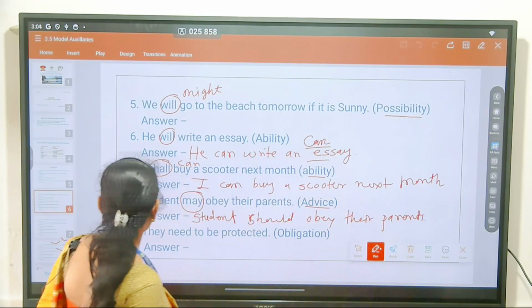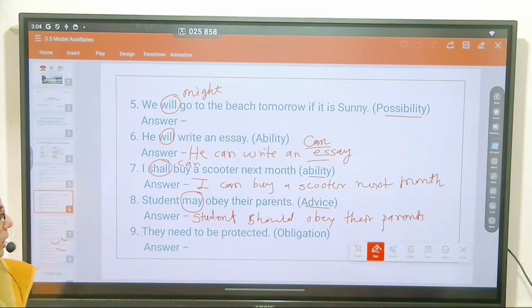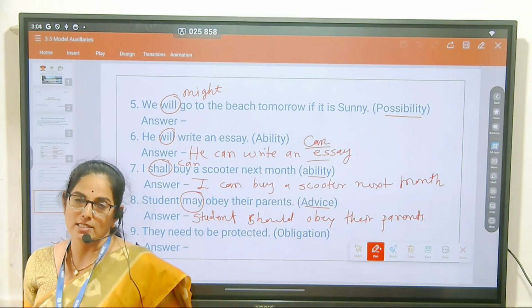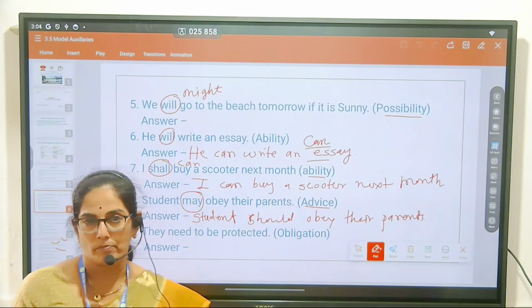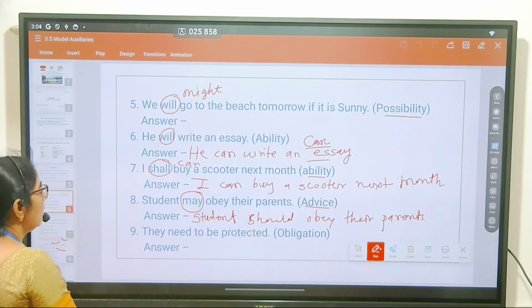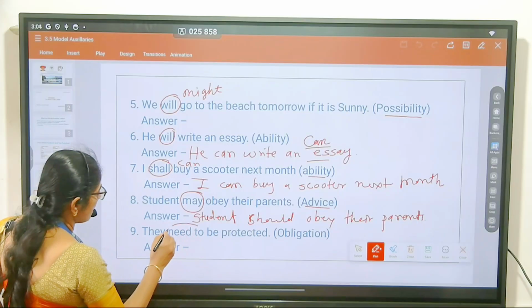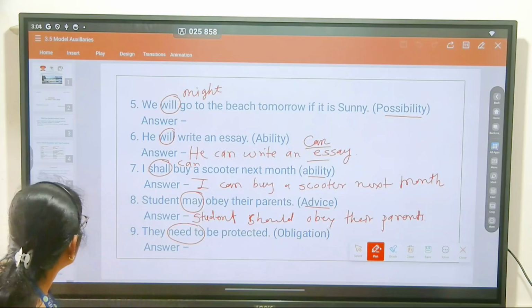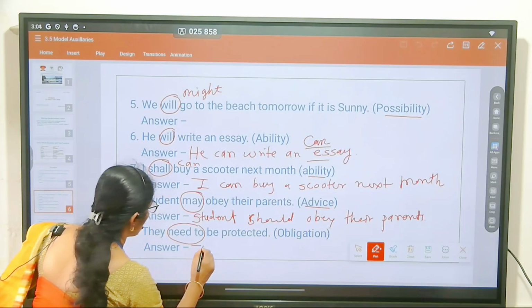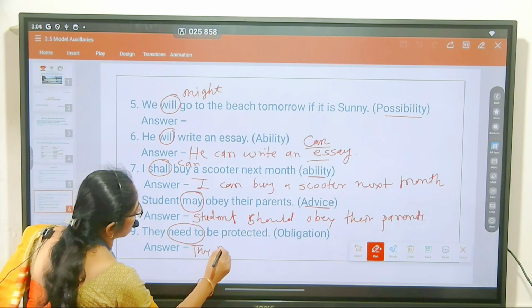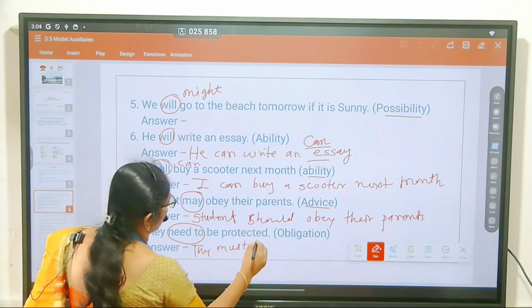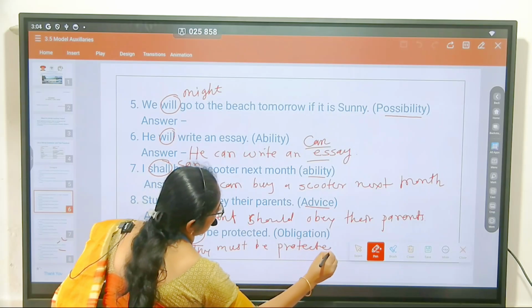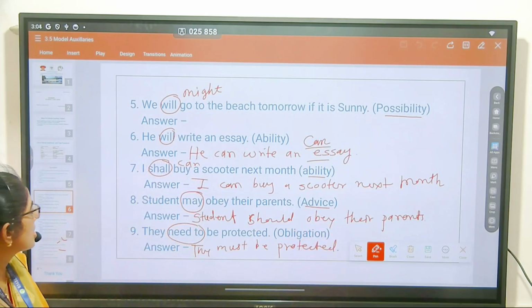Okay, now see the next one. They need to be protected. Here the modal auxiliary is given as an obligation. Obligation means compulsion. So you have to remove the other modal auxiliary, that is need to, and instead of that you have to take must. So your answer is like this: they must be protected. They must be protected. Got it? I think you understand this.